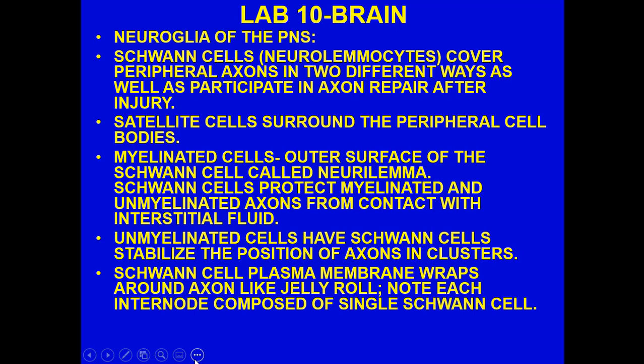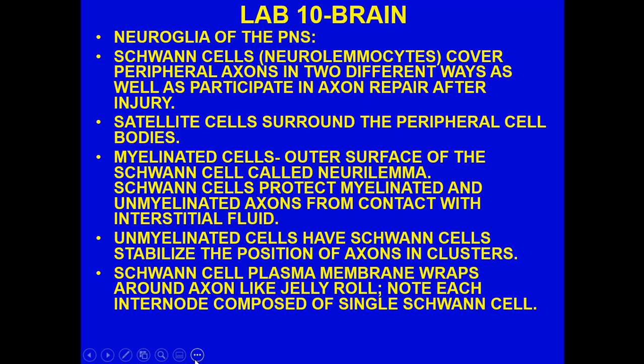When you have myelinated cells, the outer surface of the Schwann cell is called the neurilemma. Schwann cells protect the myelinated and unmyelinated axons from contact with interstitial fluid. Unmyelinated cells have Schwann cells that stabilize the position of the axons in clusters. This sounds similar to what you see with oligodendrocytes. Oligodendrocytes, though, only work in the CNS, not the PNS.